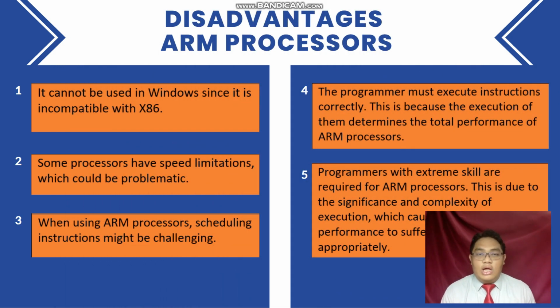Okay, for now, I will share about the disadvantages of ARM processors. Firstly, it cannot be used in Windows since it is incompatible with x86. Second, some processors have speed limitations which could be problematic. Thirdly, when using ARM processors, scheduling instructions might be challenging. Fourth, the programmer must execute instructions correctly. This is because the execution of them determines the total performance of ARM processors.